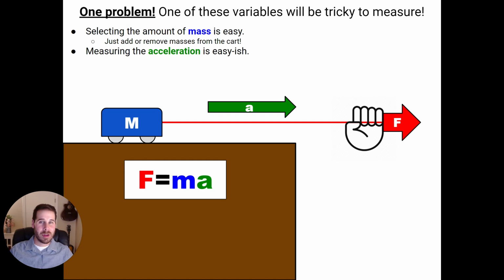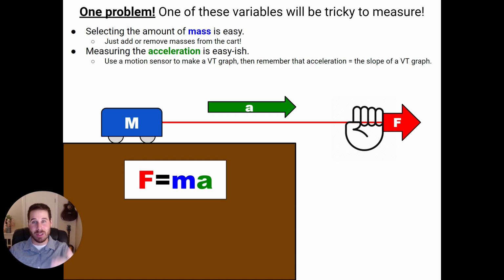Well, measuring the acceleration is going to be easy-ish, because if you're doing this lab in person, then you're probably going to be using a motion sensor, and the motion sensor can create a velocity time graph of the motion of the cart as it accelerates. And if you remember from a previous unit in the year, the acceleration of something is equal to the slope of the VT graph of that motion. So you'll be able to run through that and press a couple buttons and figure out what the acceleration of the cart was after it moved. So that's not super easy, but it's definitely manageable.